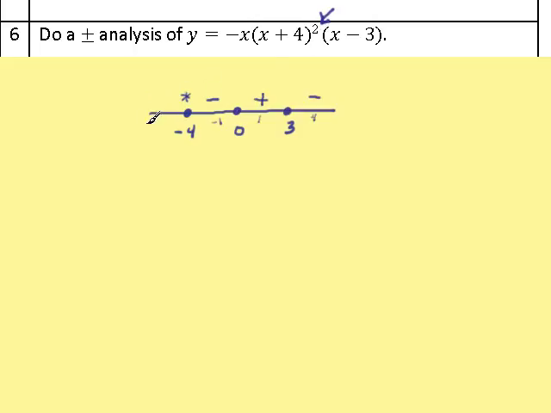Let's just confirm that. If we substitute in a minus 5, this would be positive. This is always positive. And minus 5 minus 3 is negative. So we have the alternating pattern broke when we went from one side of minus 4 to the other. So here's the plus-minus analysis.